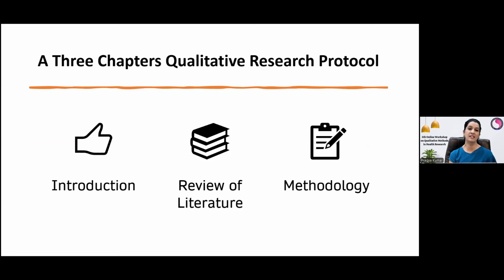If we see any qualitative research protocol, it should have three major sections. The first section, like we have seen in the quantitative protocol also, starts with an introduction. Then there is a review of literature, and then there is a methodology. In the review of literature for a qualitative study, we'll discuss what the features are. So let's first start with the introduction part.